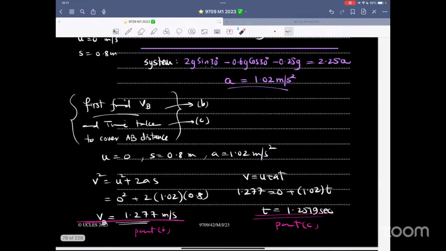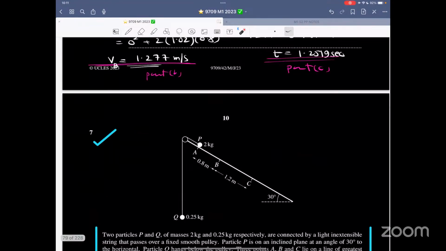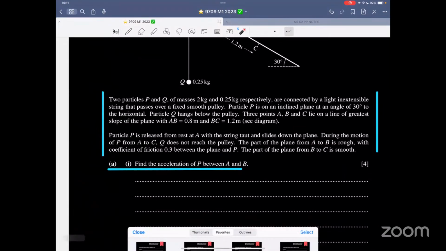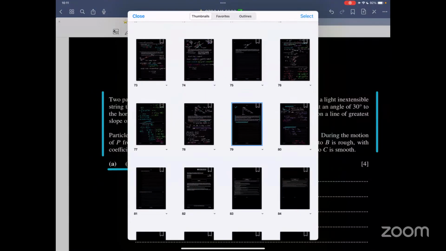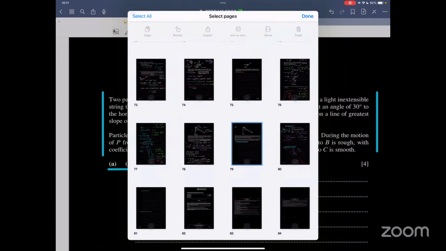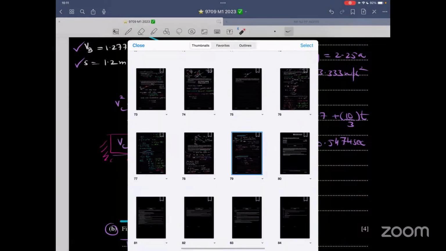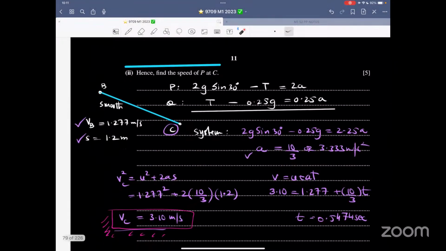Now, what is the next part? I think I've done that part over here. So let me just remove this page, which I have just used. That is this blank and removed. Okay. So now over here, it's asking, hence find the speed of P at C.